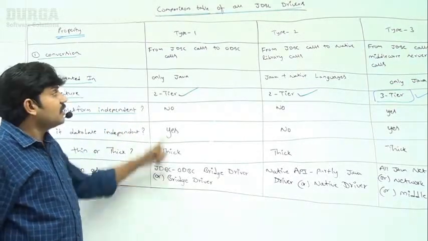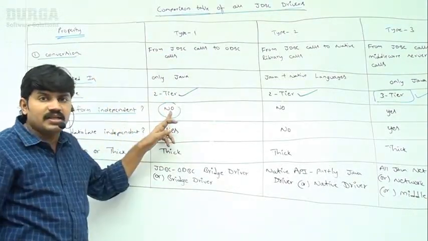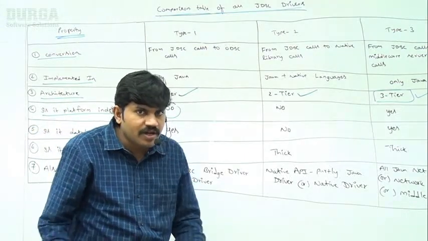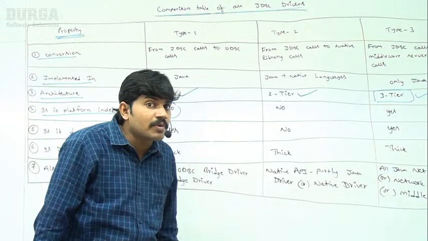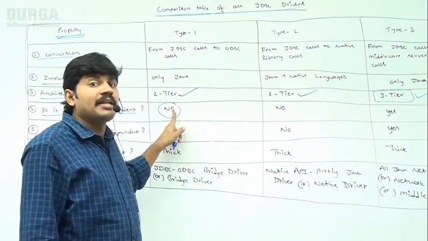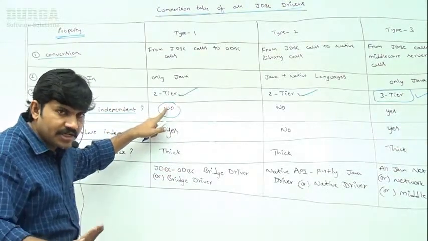Sir, obviously type 1 driver is a platform dependent driver. The reason is that type 1 internally depends on the ODBC driver. The ODBC driver concept is applicable only for Windows machines. So that's why it is a platform dependent driver. Is it platform independent or not? No, it is not independent.